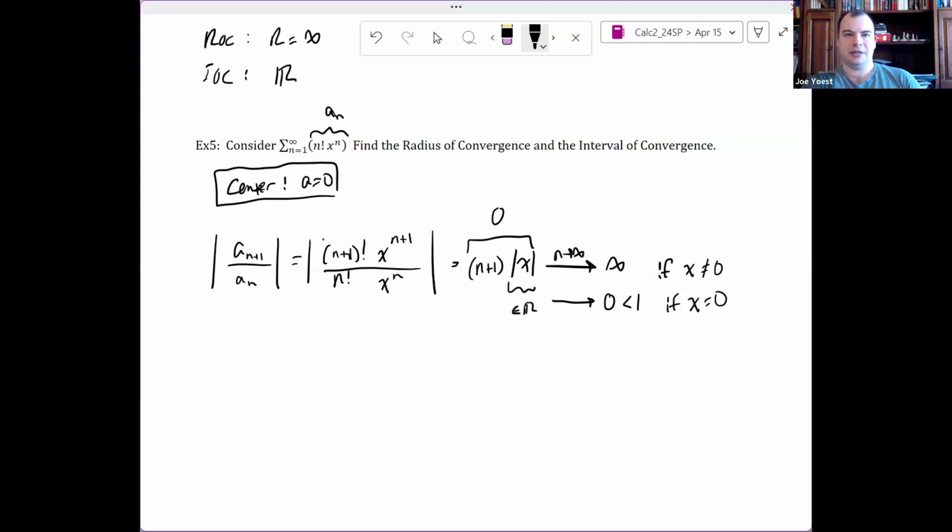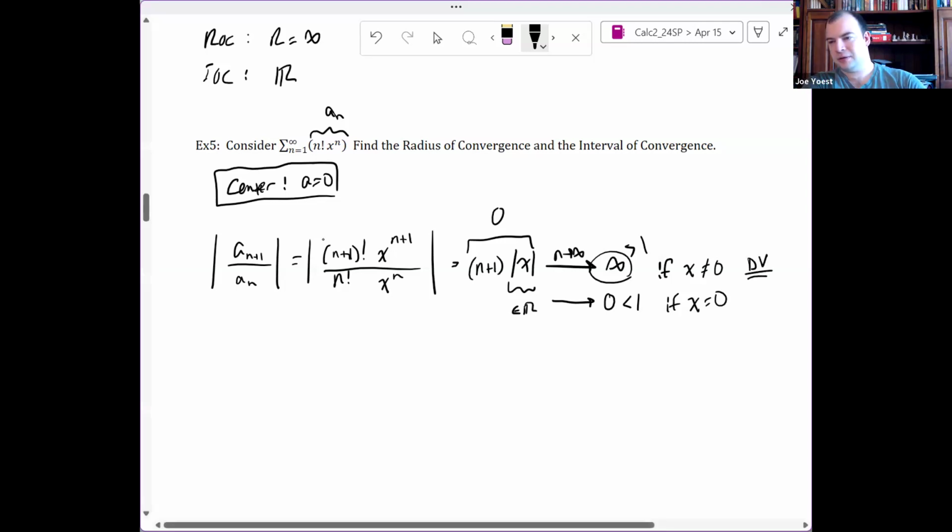For any real number x that's not 0, that's not right at the center of the series, my ratio shoots off to infinity, which of course is bigger than 1. My ratio test says we diverge. We diverge for any x, for any input that's not 0. We converge at and only at the center of the series when x equals 0.